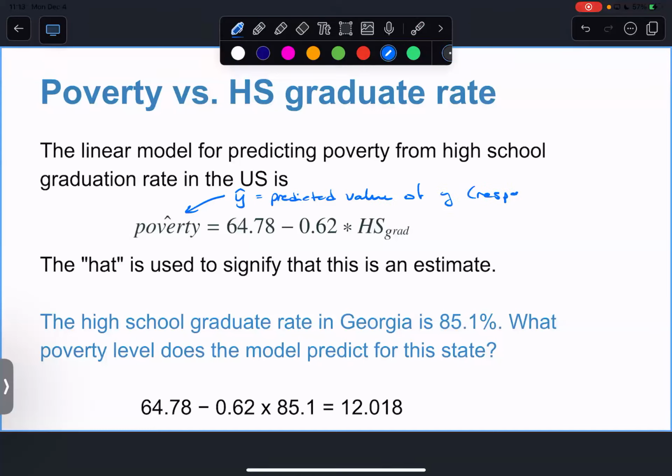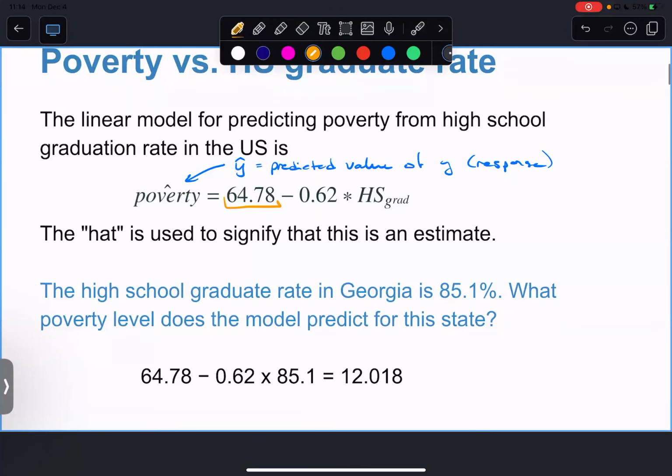Which is the response variable. That was the goal of building this regression equation, is to be able to predict values of y. And so we've got this intercept. How did I know it's the intercept? Because it's not attached to the x. X in this case is the high school grad.